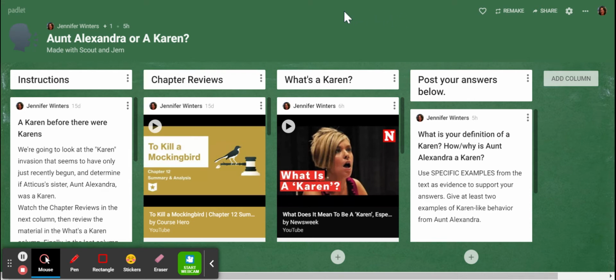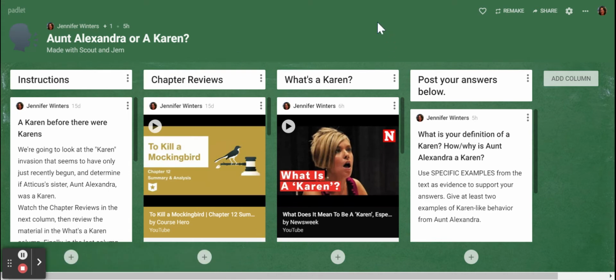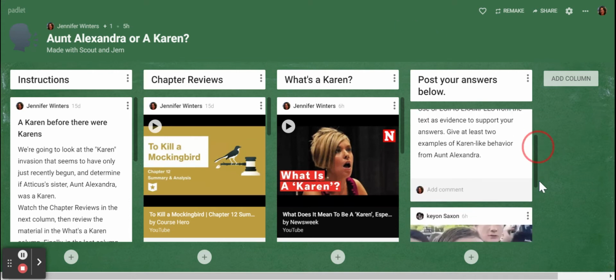Today we started working on a Padlet, looking at the character of Aunt Alexandra in To Kill a Mockingbird. You recognize her from chapter 9. And she wasn't in the movie. They did not include Aunt Alexandra or Atticus' brother. So his brother and sister figure into the novel, as you saw, but they don't really figure into the movie, I guess, for time constraints or maybe to keep it focused.